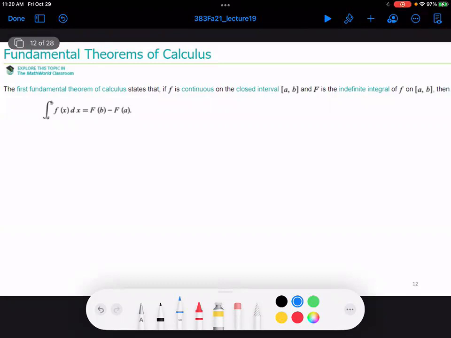So here, I went to MathWorld. The Wikipedia statement is pretty similar. The first fundamental theorem of calculus says that if f is continuous on a closed interval [a, b], and big F is the indefinite integral, also known as the antiderivative of f, then the integral from a to b of f(x) dx is big F(b) minus big F(a). This is missing something, or something is implied in this statement. What is implied?